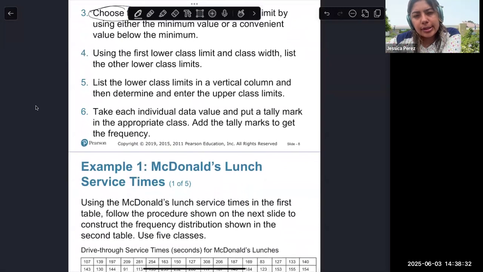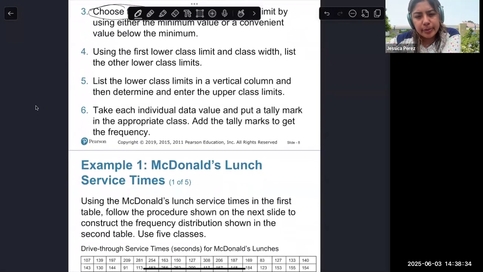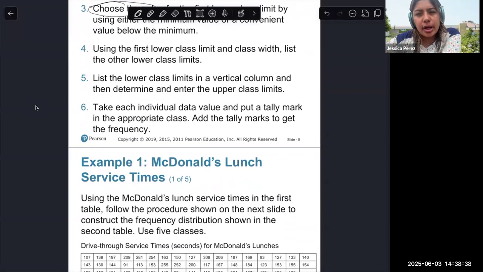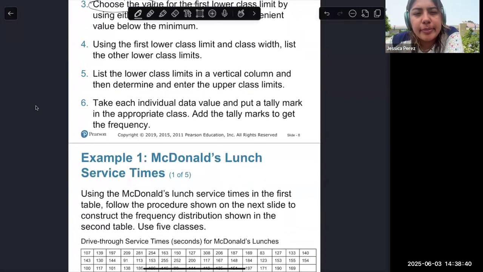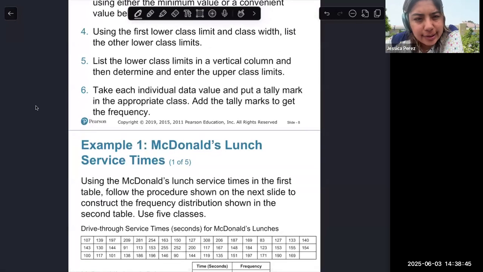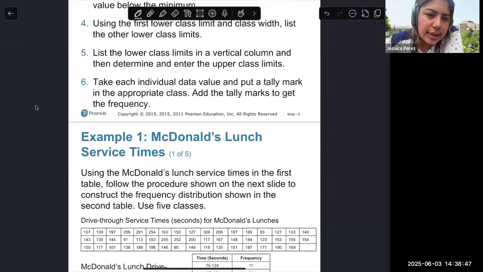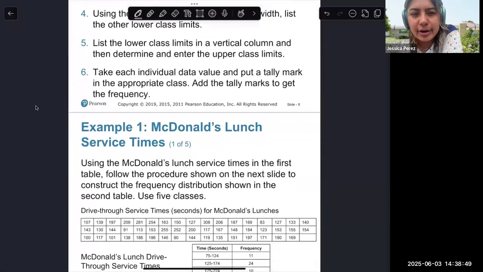We're going to list the lower class limits in a vertical column and then determine and enter the upper class limits. So we're going to start separating by classes, and then take each individual data value and put a tally mark in the appropriate class. And then we're going to make a frequency.